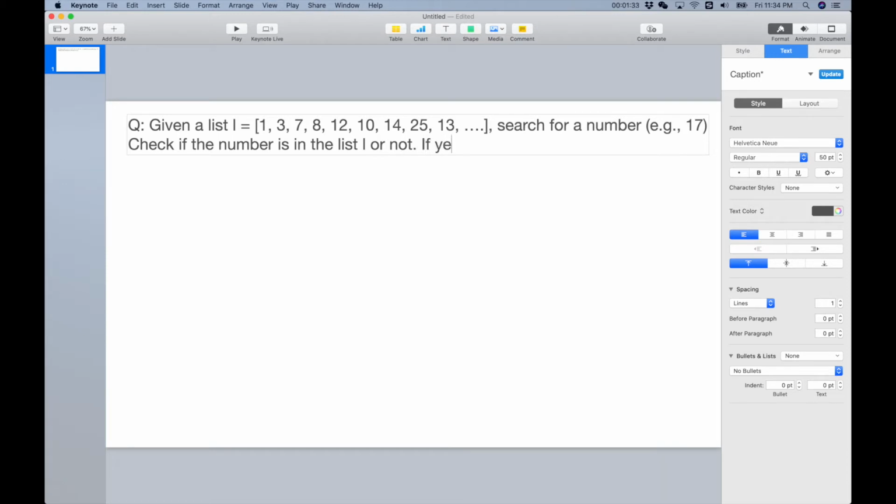If yes, return its index, otherwise just return false.